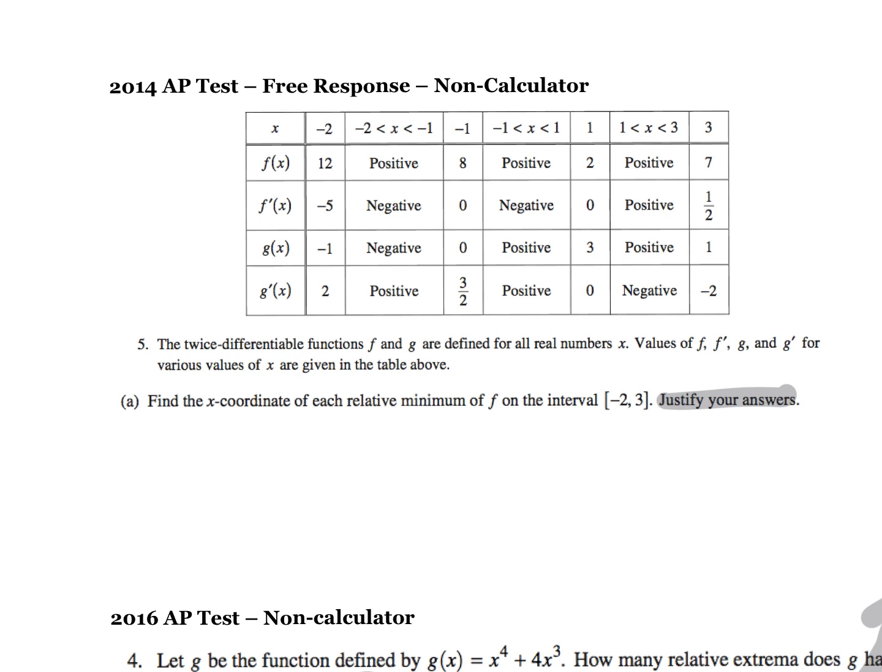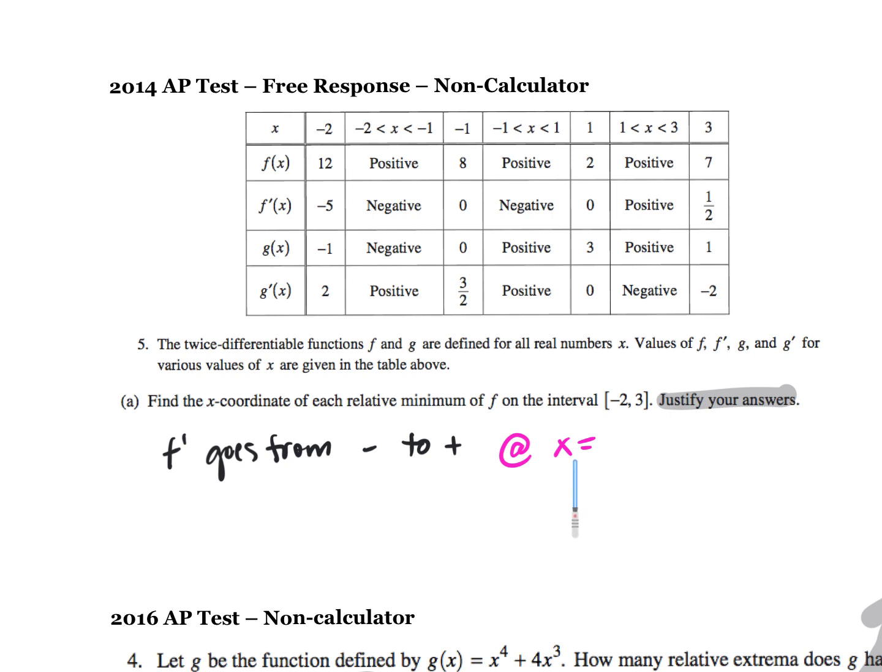Very good. So I'm going to write my justification first. F prime goes from negative to positive. I like to write that so that I know what I'm even looking for. Boom, you just got a point. Even if we didn't give a numerical answer, we just got my justification point. Got it. Now let's go say where that's happening.